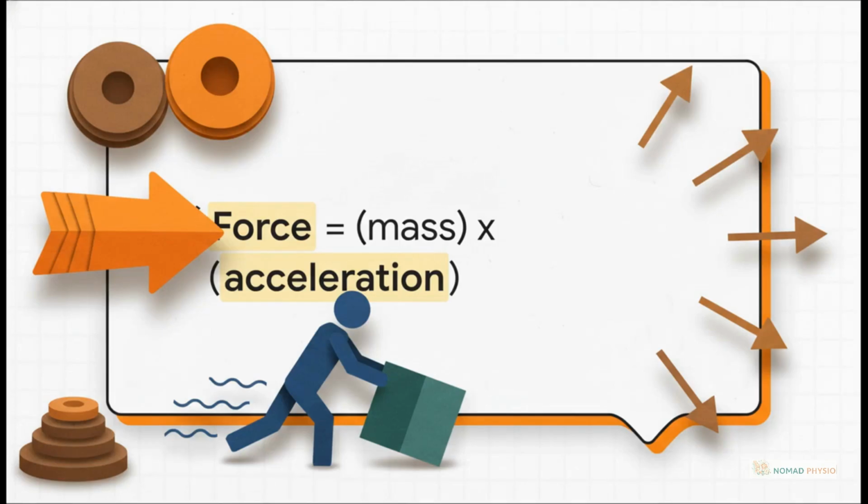And look who's back. Our old friend, F equals ma. Newton's second law basically puts numbers to the first law. It tells you exactly how much force you need to overcome that inertia we just talked about and make something accelerate. The relationship is super straightforward. You push harder, you get more acceleration. But if the object has more mass, you're going to get less acceleration for that same push.